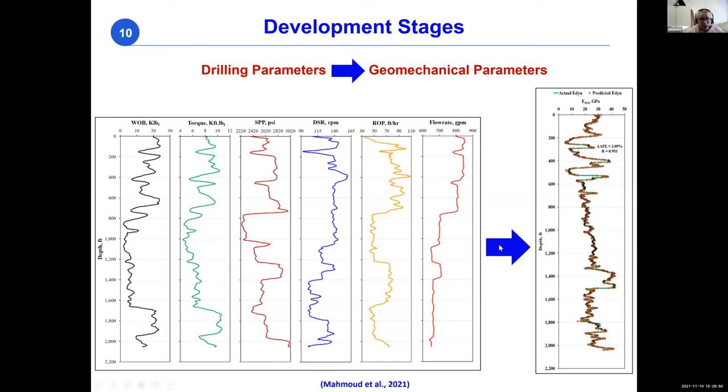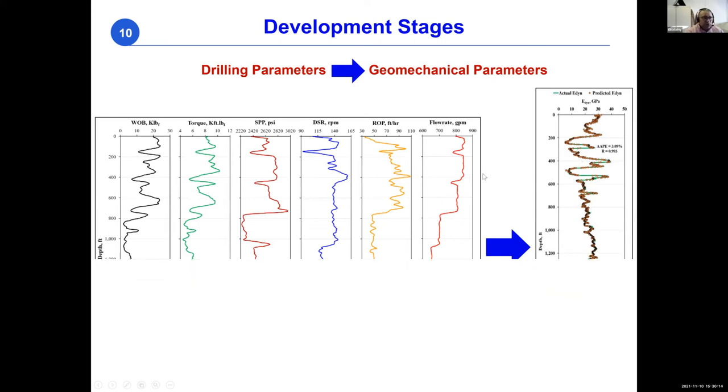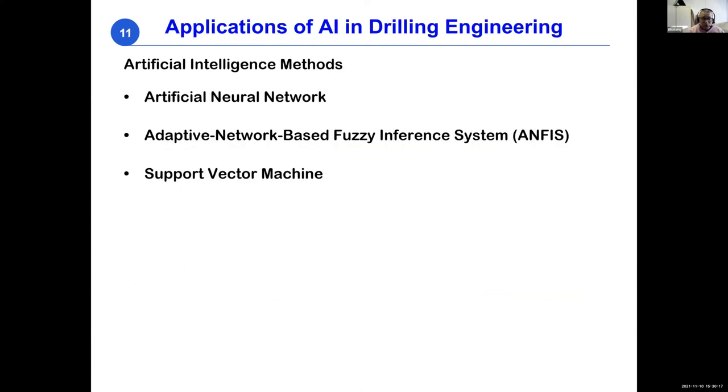And here I put an example of how we can predict the E-dynamic from the drilling data. This data was obtained from a service company, and it's for the intermediate section. As we can see here, we were able to predict the dynamic Young's modulus with a very high accuracy, where the average absolute percentage error was less than 4%, with a very high correlation coefficient. Then, as you can see, this was the development stage where we started applying the main artificial intelligence tools to predict parameters in different areas, like drilling, like geomechanics, like logging.